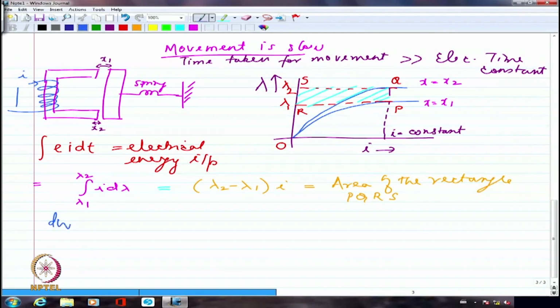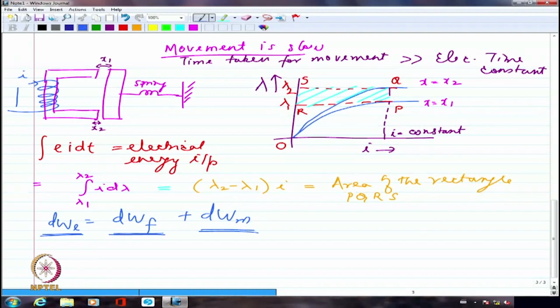Last class we wrote dWe equal to dWf plus dWm. We are going to look at how much is the change in field energy, how much is the electrical energy input, and how much is the mechanical energy contribution. So we are looking at every single thing in this equation. The electrical energy input we have accounted for as the area of that shaded portion, which corresponds to the EI dt integral. That is the electrical energy input.